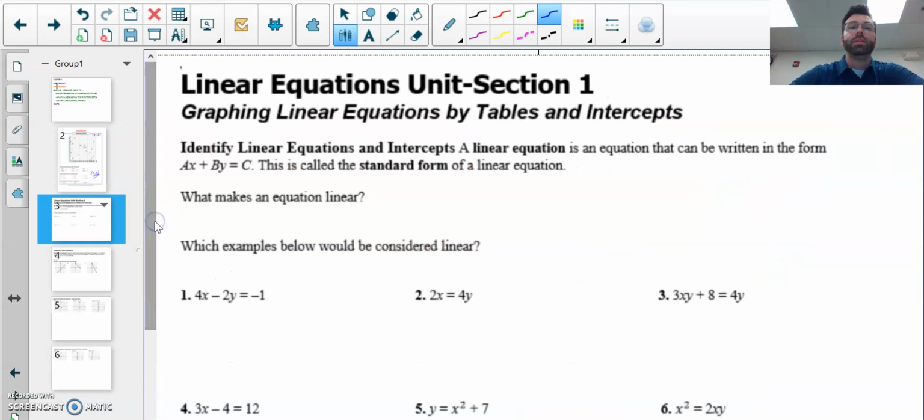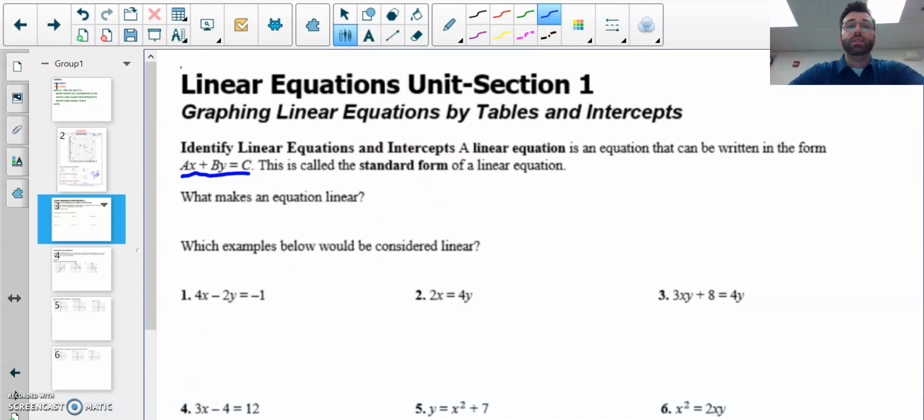Here we go. Today we're talking about linear equations, and identifying linear equations with their intercepts. We're talking about one form today, which is standard form. First, we talk about what makes an equation linear.